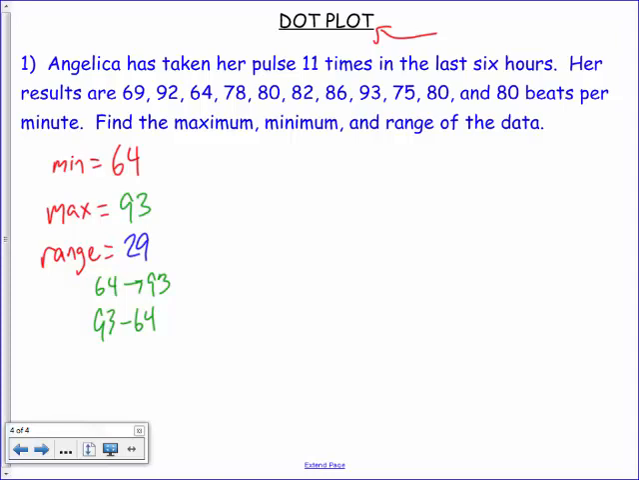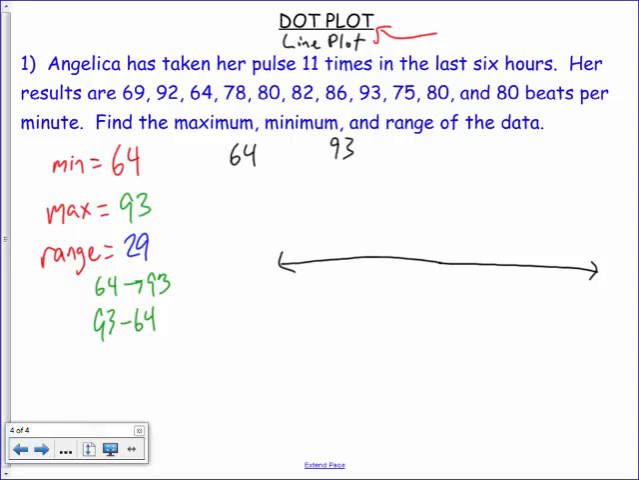All right, so now when we make our dot plot, it's nice to think of it as a line plot, because what you do is start by making a number line. So make a nice big number line. Why finding the min and max is so important is that you don't want to just start at 0 all the time or put 0 in the middle. Look at your data. In this case, my first number is 64, and I'm going to 93.